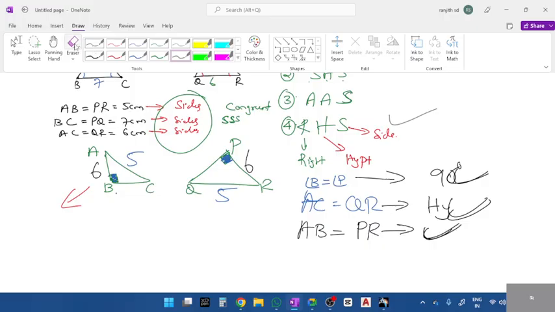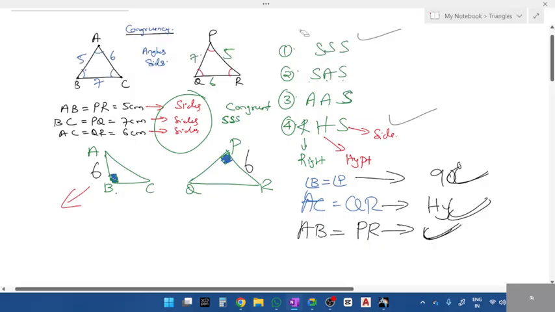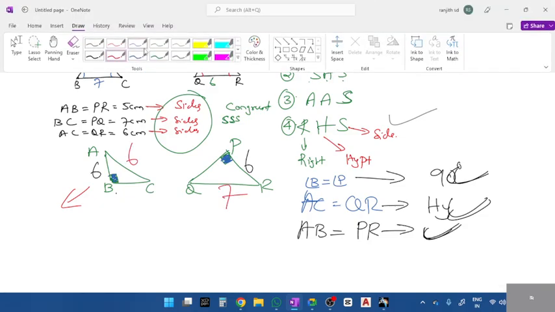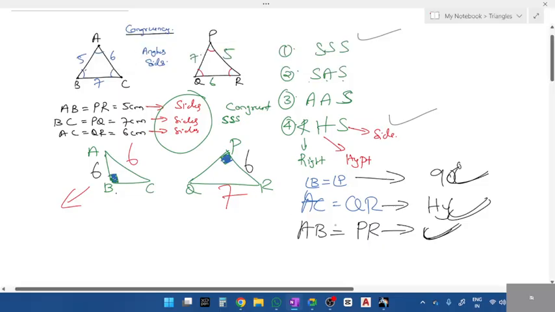Okay, now in RHS, I'll do one thing. I'll change the hypotenuse value. I'll give it as 6 centimeters and 7 centimeters. Now tell me, will it be congruent? What's the hypotenuse, students? Is it equal or not equal for both triangles? Not equal. AC is not equal to QR, right? Therefore, will it satisfy the RHS condition? No. Therefore, these two triangles will not be congruent.